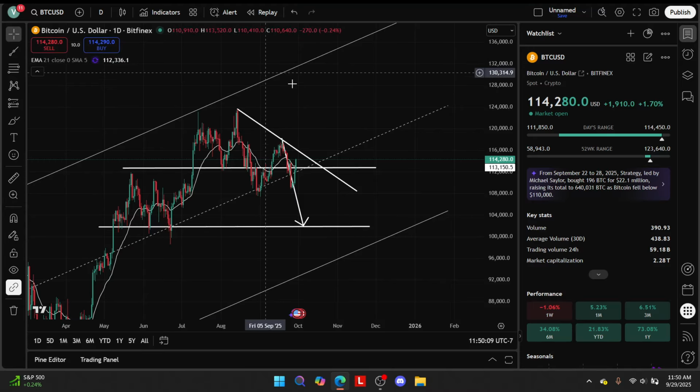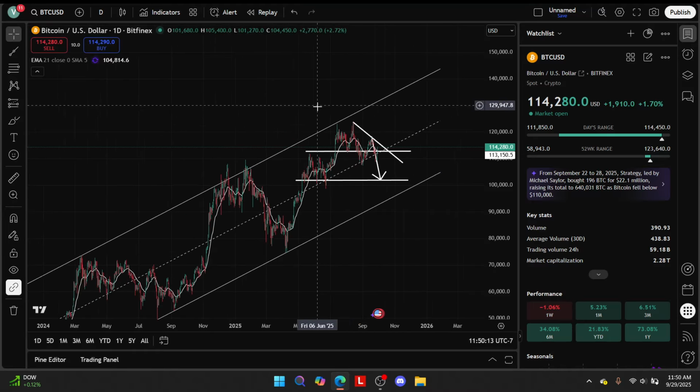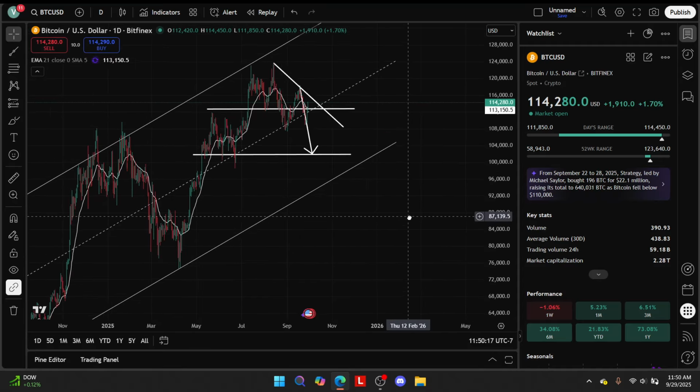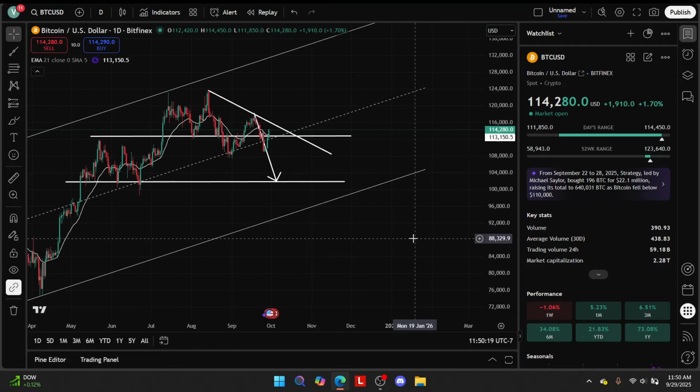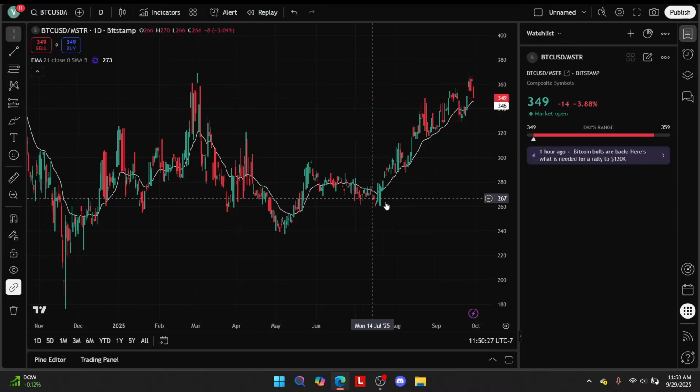Still have plenty of time left in this bull market towards probably the end of the year, maybe even Q1, but most likely towards the end of the year. Still have a couple of good months left for a nice run up higher. So for Bitcoin, I want to see a break of this bearish trend line with conviction. Most likely it's going to run up to the mid 120s.